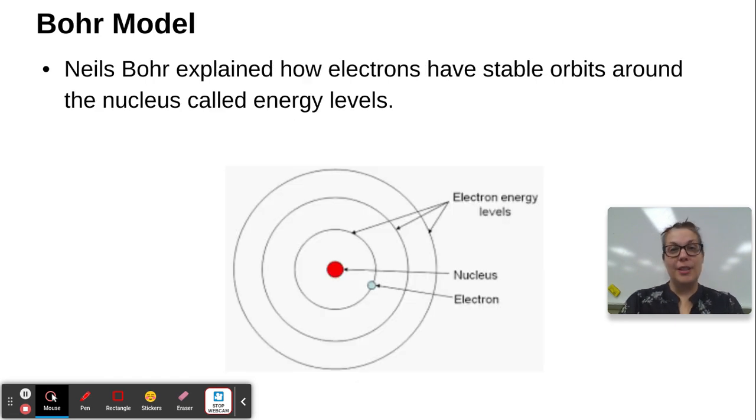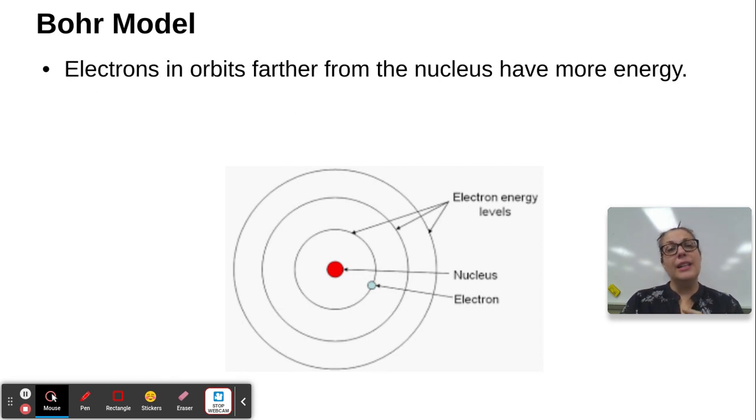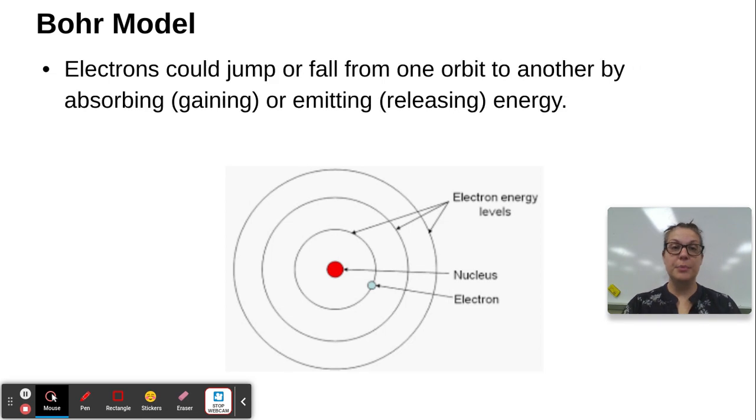The easiest way to talk about electrons that are moving is by using the Bohr model of the atom. And Niels Bohr explained how electrons have stable orbits around the nucleus called energy levels. So we have the nucleus in the center, and then within the electron cloud, we have different energy levels that an electron could be found in. Now, electrons that are in orbits farther from the nucleus have more energy compared to electrons found in orbits closer to the nucleus. So the farther away you are, the more energy an electron will have.